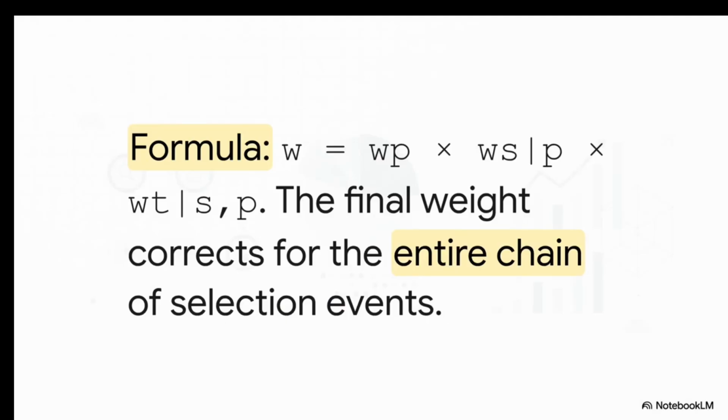And this formula just shows the full picture for that 3-stage Gambia survey. The final weight W for any sampled household is the product of 3 different parts. You've got the district's weight, W_P, times the village's conditional weight, W_S|P, times the compound's conditional weight, W_T|SP. It's this final weight that perfectly corrects for that whole chain of events that led the survey team to that specific household's front door.